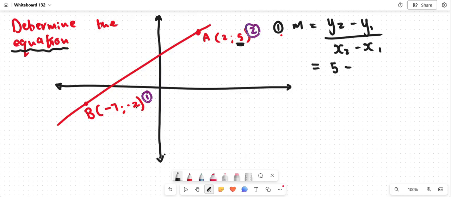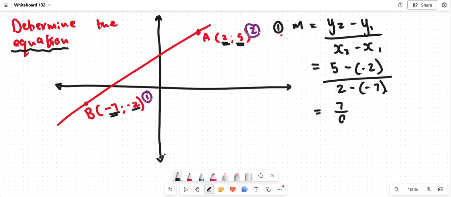That is subtracting this minus 2. That is divided by the x2, which is going to be a 2, subtracting a minus 7. And if you plug that into your calculator, you should be getting 7 over 9. So that is a positive gradient. And we've done the first step.